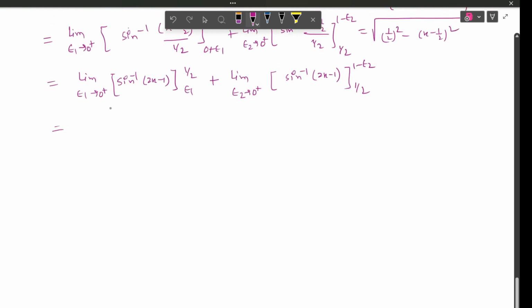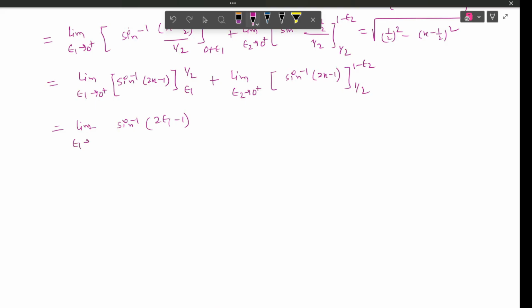Now put the limit. This is sin inverse, if we put the upper limit here, 2 into half is 1, 1 minus 1 is 0, sin inverse 0 is 0, minus lower limit, so it will be minus sin inverse of 2 epsilon minus 1, limit epsilon 1 tends to 0 plus. Here you will have minus because upper limit minus lower limit. Similarly here you will have plus limit epsilon 2 tends to 0 plus.